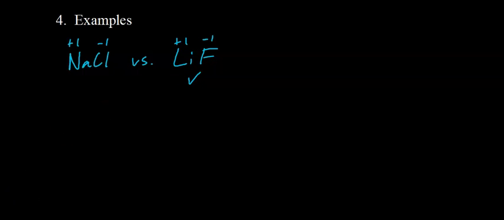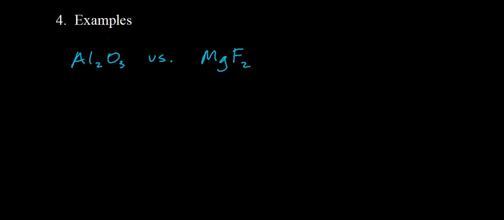Let's try another one. Go ahead and try this one out. Which one has stronger ionic bonds, or a higher lattice energy, or a higher melting point? Go ahead and pause the video and see if you can answer that question. The ions in these two compounds are about the same size. They're relatively close in size. The difference here again is charge magnitude. The product of the charge magnitudes in aluminum oxide is greater than that of magnesium fluoride, giving aluminum oxide a higher lattice energy, higher melting point, stronger ionic bonds.